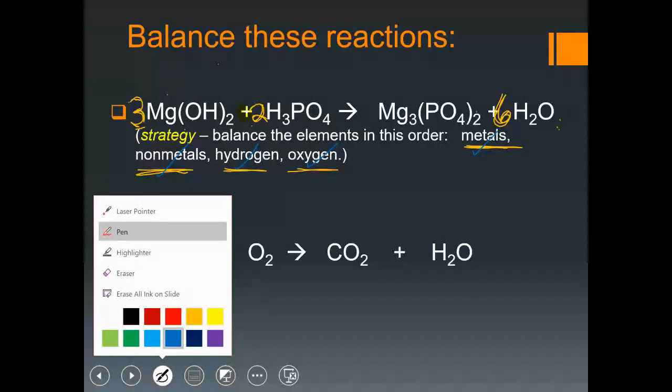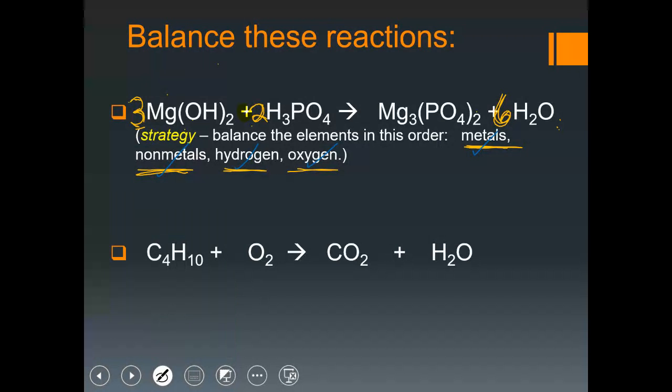Okay, let me get a different color just to mix it up. All right, so metal, there are no metals. So then I'm going to try and do the non-metal. So right here I have 4 carbons. So I'm going to put a 4 here. Then it says to do hydrogen next. So hydrogen, I have 10. So 5 times 2, that's going to give me 10.